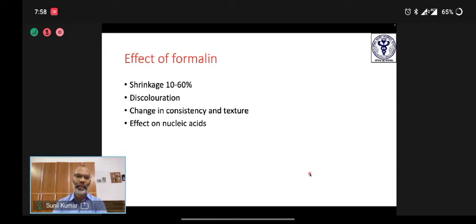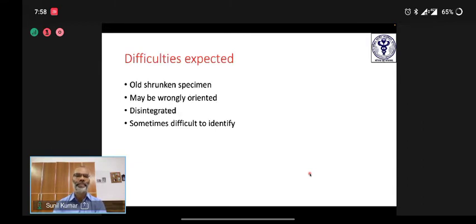So that's not a good idea if you want to analyze the sample on a molecular basis, DNA analysis or RNA analysis, for a long preserved formalin sample. So what difficulties will you expect when you go for the description? First and foremost, like I said, this is going to be an old and shrunken specimen, so it may confuse you. It may also be wrongly oriented.